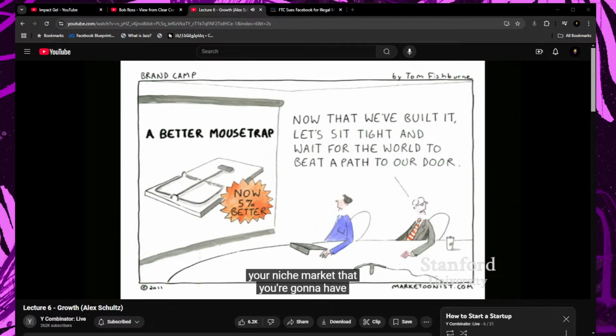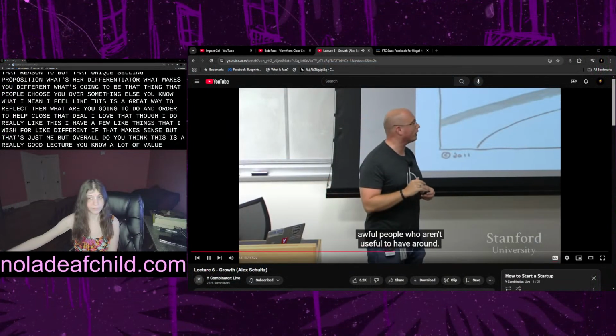So let's say you found your niche market that you're going to have a monopoly on inside the mousetrap market. It's a silenced mousetrap for sitting under a bed, so that if the mice come to your bed overnight, they can be killed without waking you up. So that's your niche market, and your mousetrap is better than anybody else's for that market. What typically happens in Silicon Valley is everyone thinks marketers are useless. Like I thought marketers were useless when I was a physics student, so I'm sure as engineering students you must think we're awful people who aren't useful to have around.